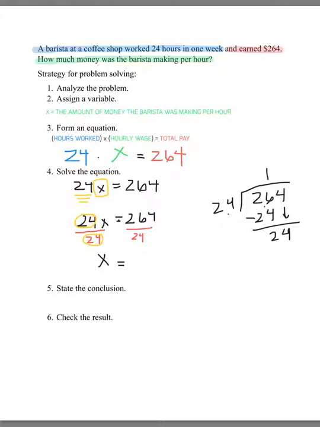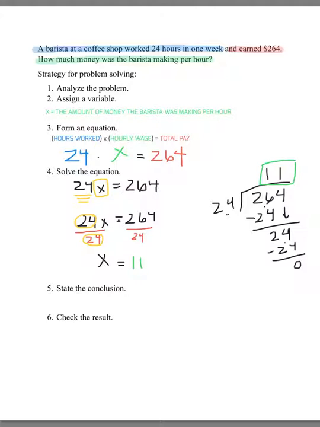And we ask ourselves again, how many times does 24 go into 24? The answer is once. So 1 times 24 is 24. And we're going to subtract these two, and we end up with a remainder of 0. So 264 divided by 24 is equal to 11. And there we go. So lastly, we want to state our conclusion clearly.